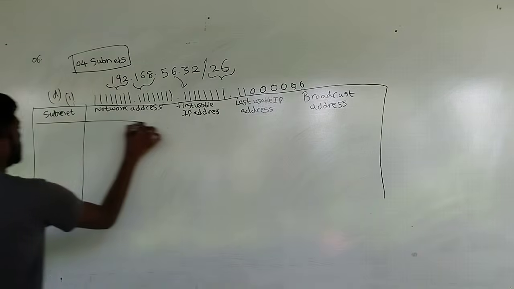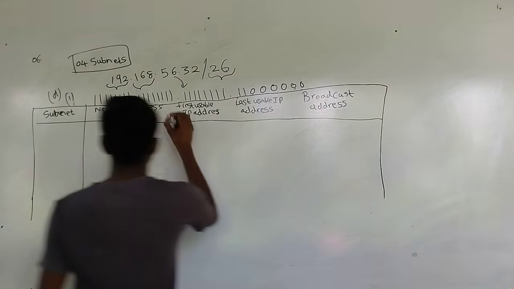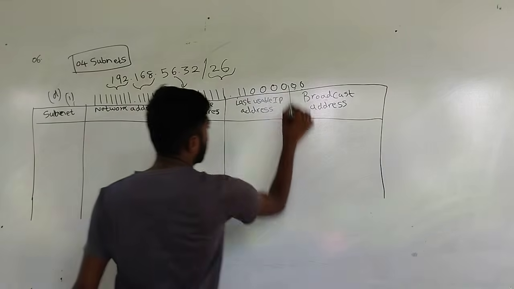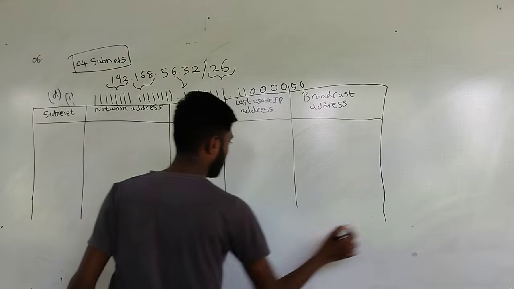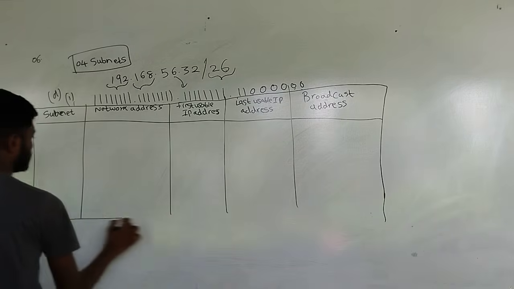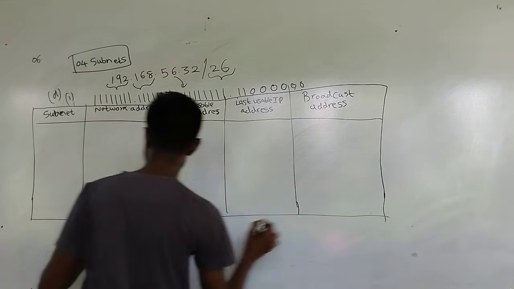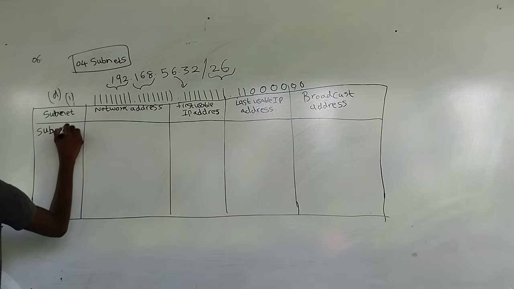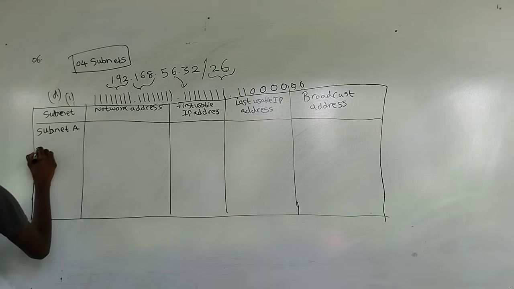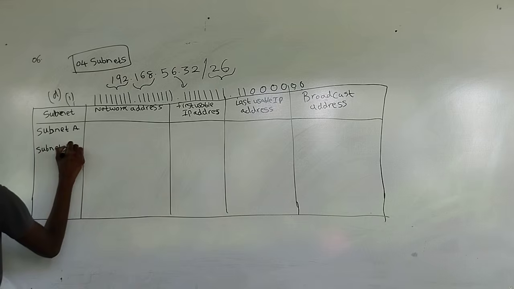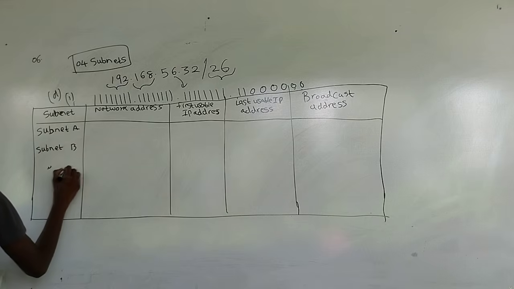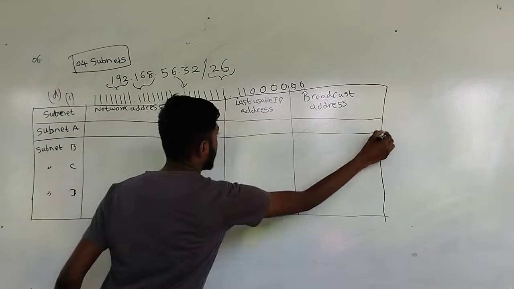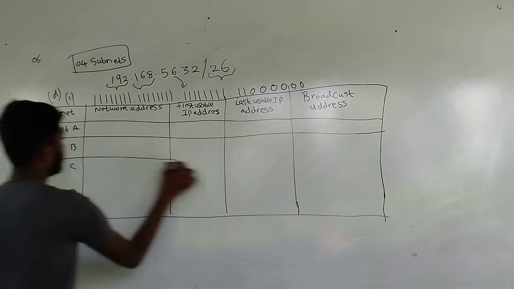So do this. So this is the thing you need. So here subnet A. So here let me say subnet B, then subnet C, subnet D, right? Okay, fine.